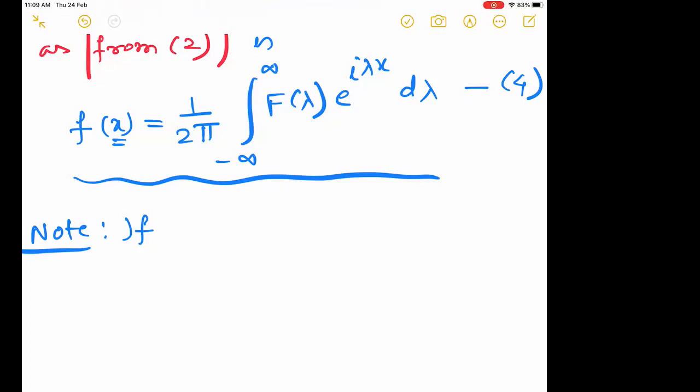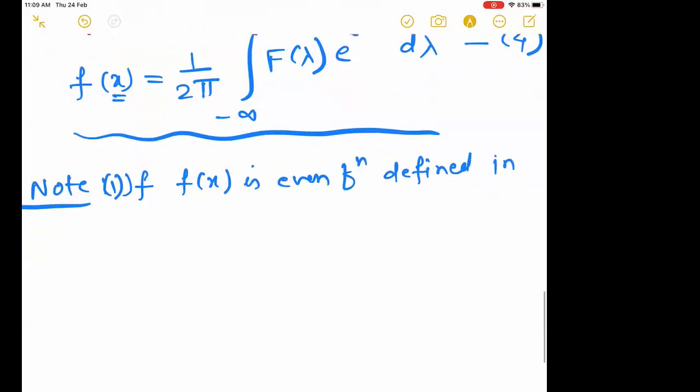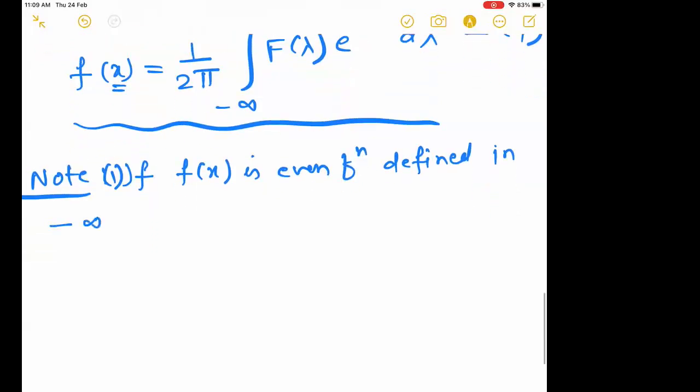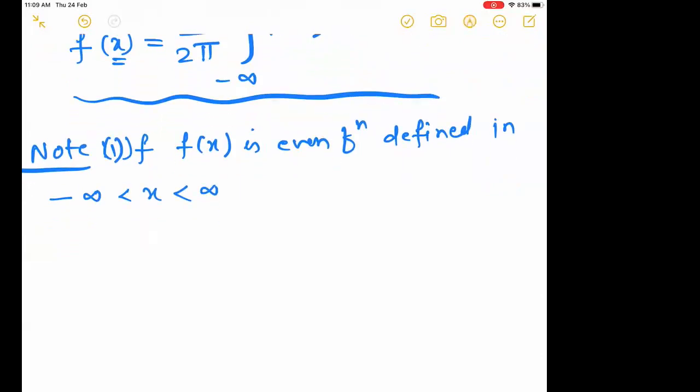So, you can call this number 1. If f(x) is an even function defined, I hope you know how to identify even and odd functions. Yes or no? When do you say that the function is even? Anybody? When do you say that the function is an even function?